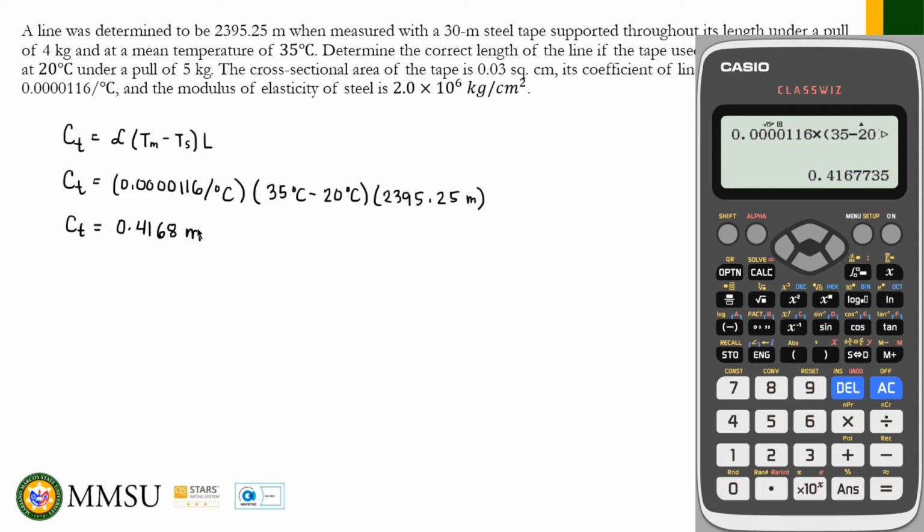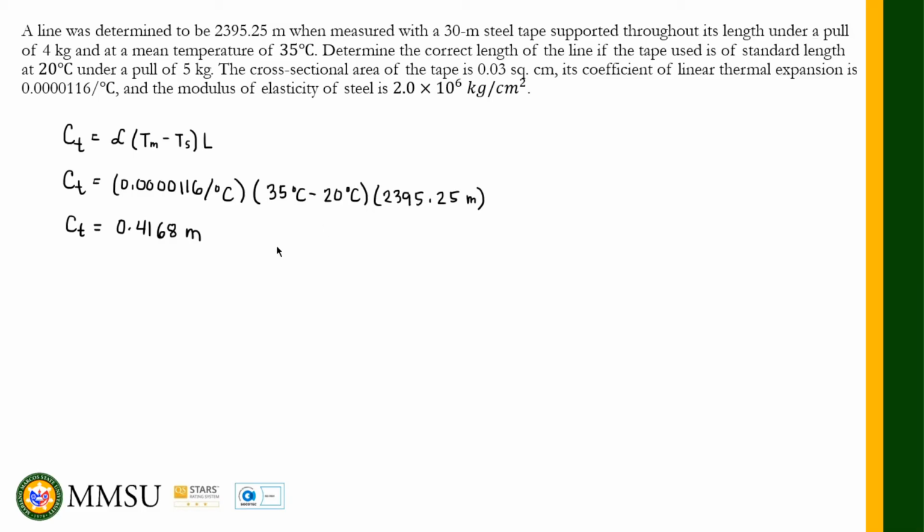0.4168 meters. Okay? So remember, itong correction due to temperature natin ay positive. This means that during the time of measurement, the tape was too long. Okay? The tape was too long due to temperature.